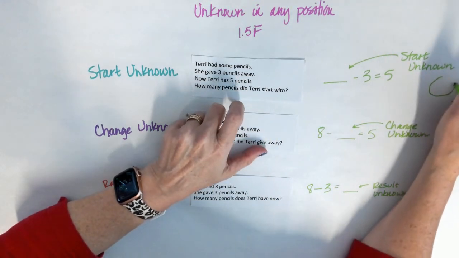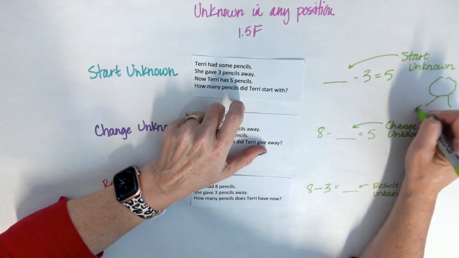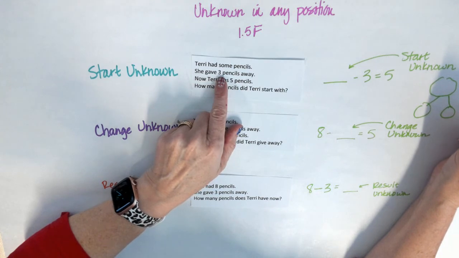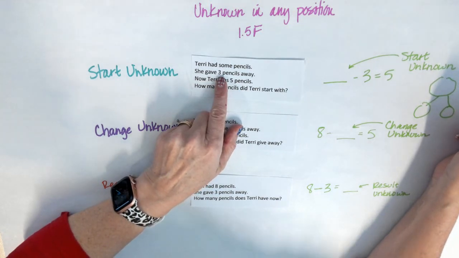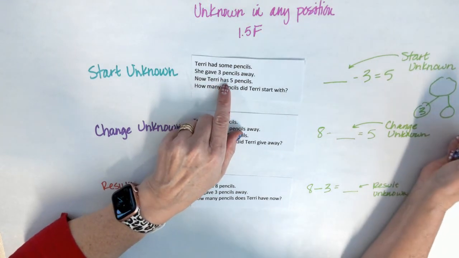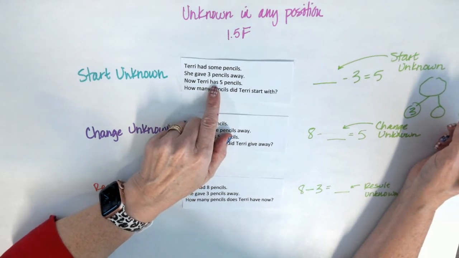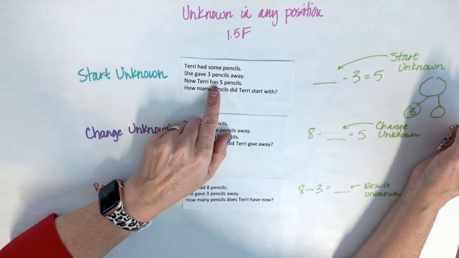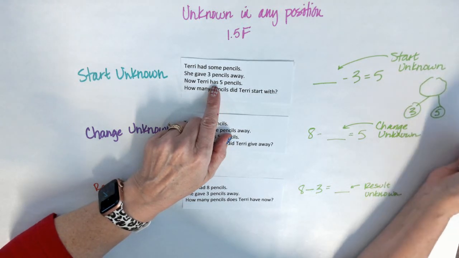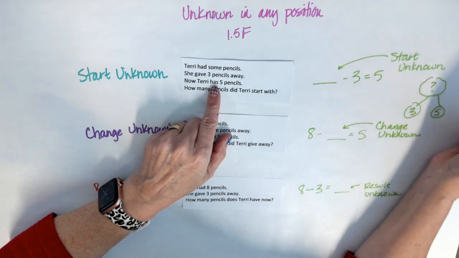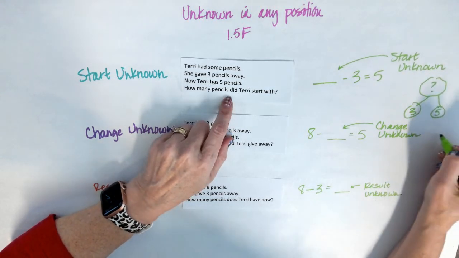So here are my parts of my number bond. I gave some away. Was this the total, or is it one of the parts? It's one of the parts. I have 5. Now, after I gave some away, I have 5. Is that the total that I started with, or is that a part? That's a part. So now I can see that I have to put these together to get the unknown.